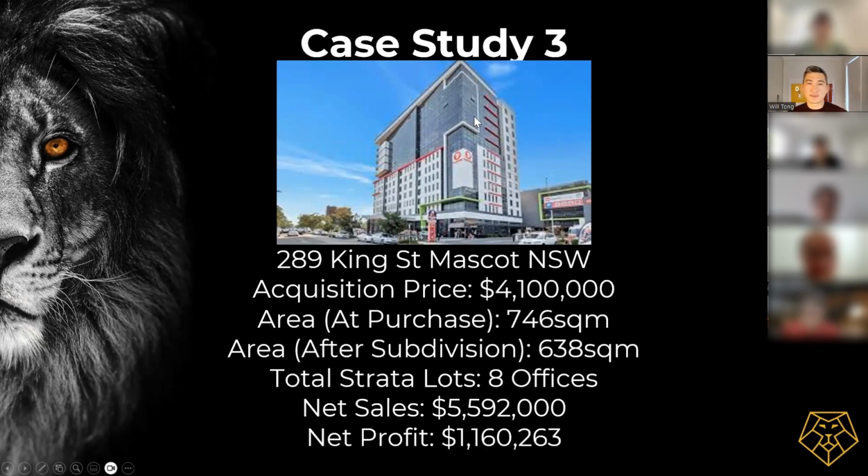Long story short, one of these levels was acquired for $4.1 million. It had a 746 square meter floor plate at the time of purchase. After subdivision, because we had to allow for common area, the net lettable area dropped to 638 square meters. So you'll lose some space when you do this type of thing. Sometimes you do, sometimes you don't. In this instance, we did. We subdivided into 8 separate strata lots and sold them all for a combined almost $5.6 million. Less cost, there's a $1.1 million profit. It took about 12 months.